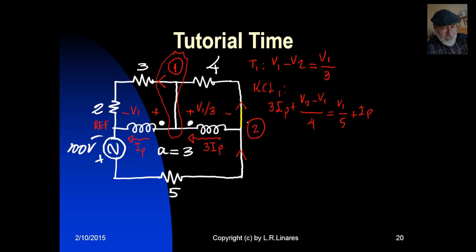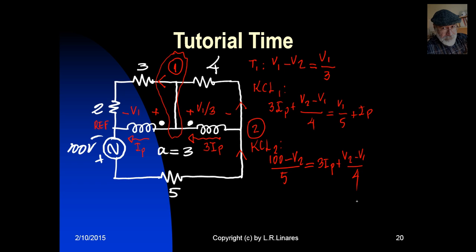Now let's write the Kirchhoff's current law equation for the second node. Current going in, only one at the bottom: 100 minus V2 divided by 5. And that is equal to the current leaving through the secondary of the transformer, 3 times IP. I don't have a clue what IP is. Plus the current at the top, that is V2 minus V1 divided by 4.